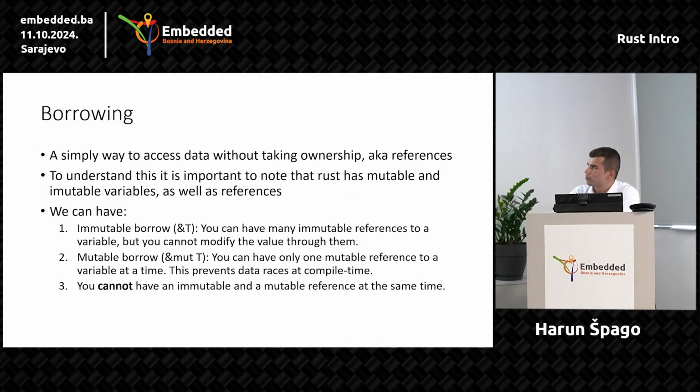So borrowing, this is a way to access memory without taking the ownership. Basically, these are C++ references. It is important to know that Rust has two types of variables, mutable and immutable. What is this? Well, mutable means that we can change the value of a variable, and immutable means that we cannot do that. Borrowing consists again of 3 rules. Immutable borrows, we can have as many as we want. Mutable borrows, we can only have one mutable borrow, and we cannot have a mutable and an immutable borrow at the same time.